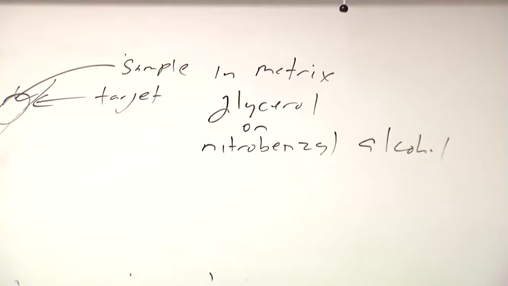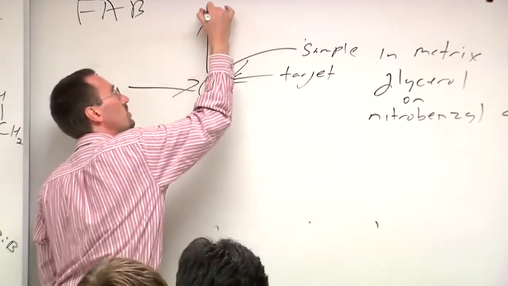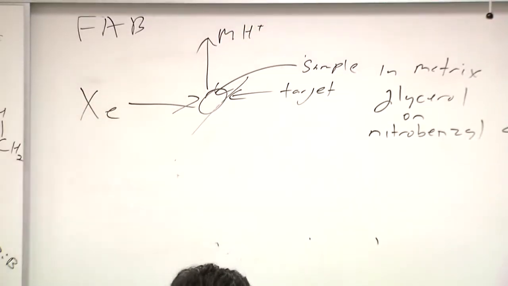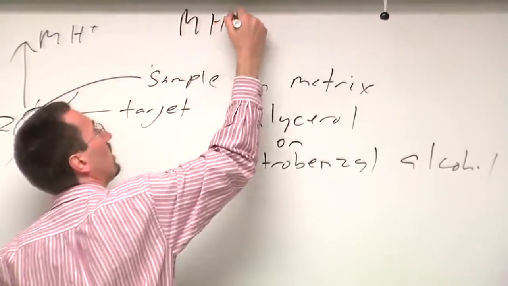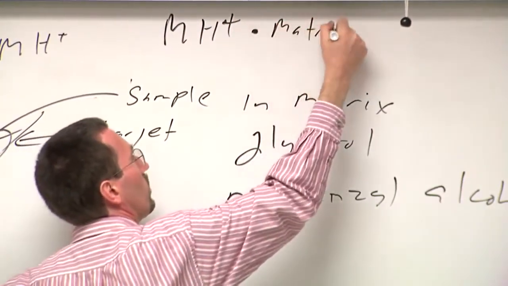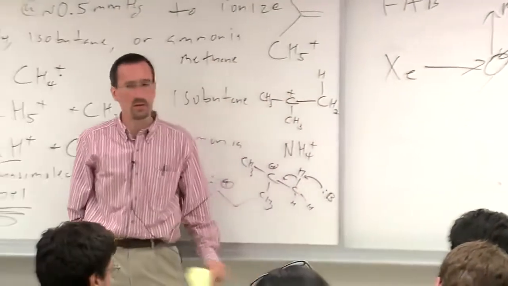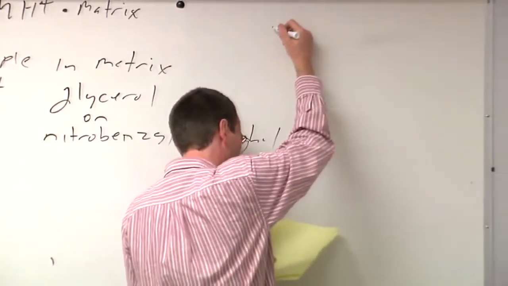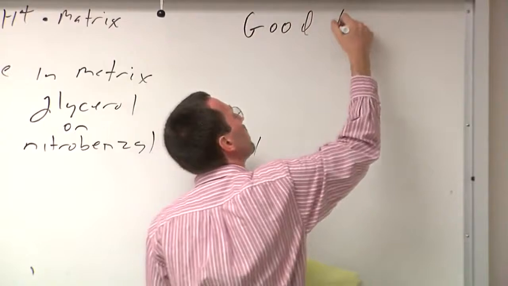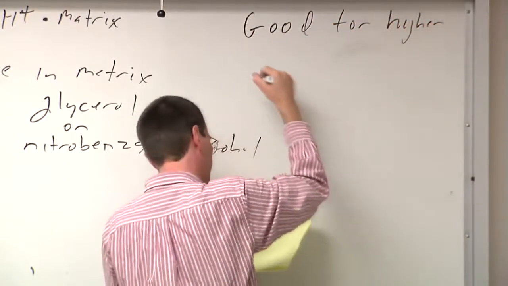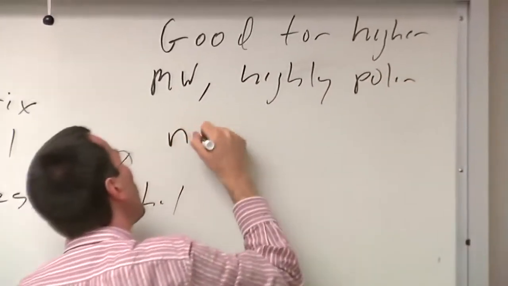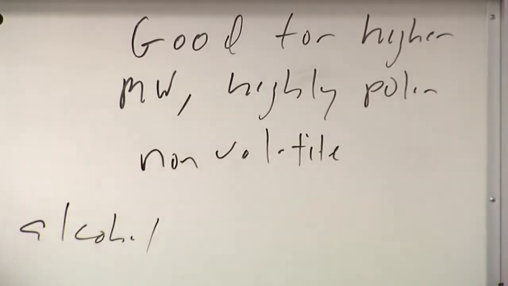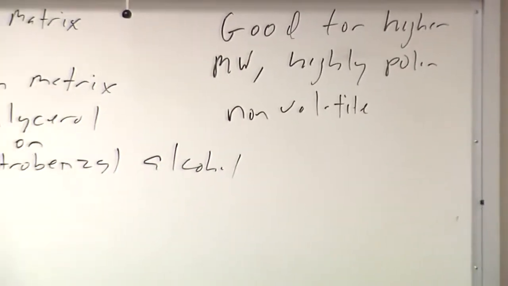And what happens is when the atom fires into the molecule in the matrix, you sputter off molecules, some of which are protonated, so you see MH plus or MH plus matrix. In other words, sometimes you'll see a molecule of glycerin or nitrobenzyl alcohol complexed with your molecule. So this is good for highly polar compounds, non-volatile compounds, and higher molecular weight compounds. It's also good for compounds that tend to fragment in CI if you want to see the molecular ion.